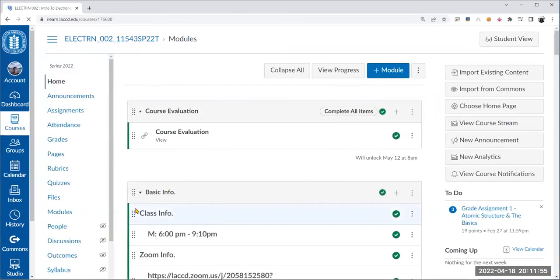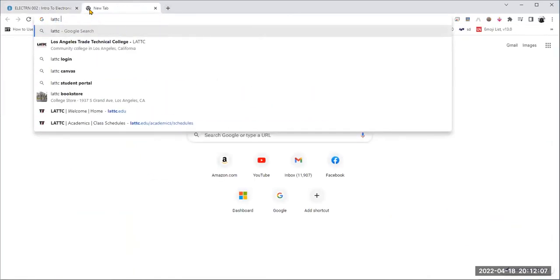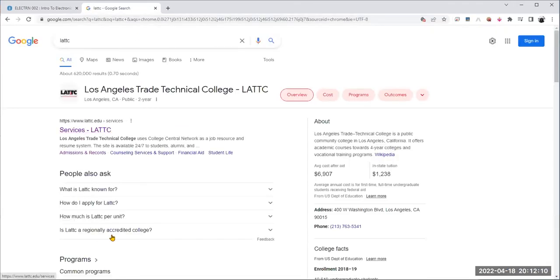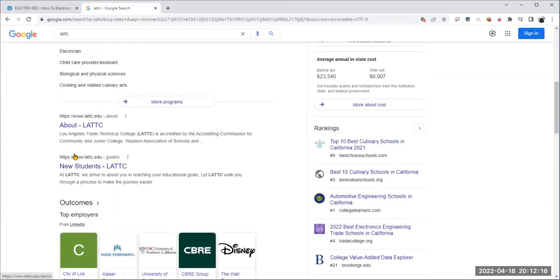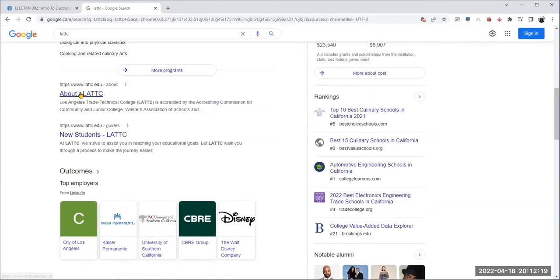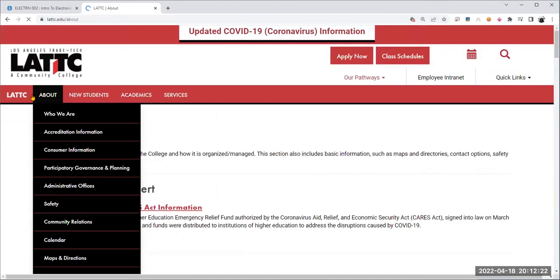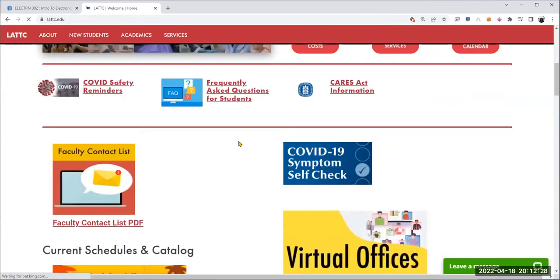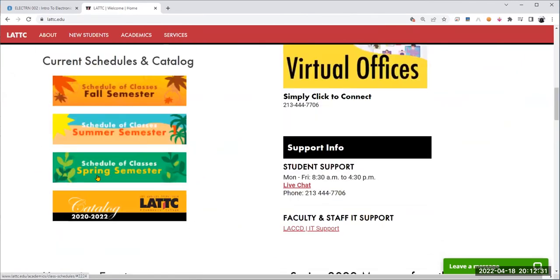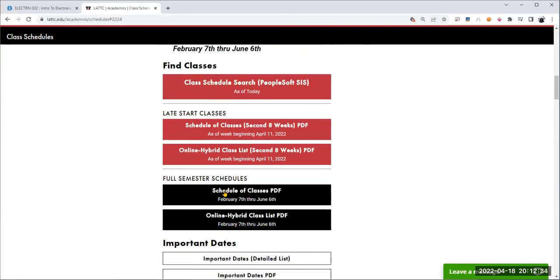After that, we have a final. The final exam should be the first week of June, if I remember the date. Let's see. LATTC, and then click on all services, here. Homepage. And then this is the spring schedule, click on it. And then the final exam date, final schedules.